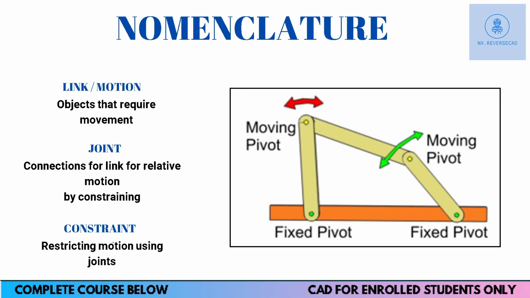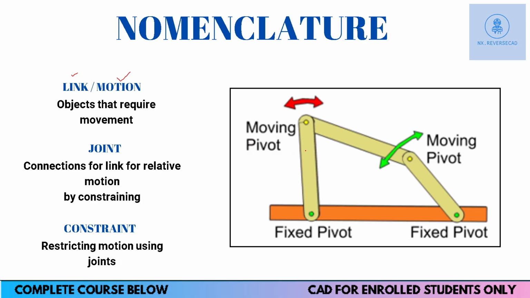Next we have some nomenclature which will be used again and again, so it would be better and important if we discuss this in the introduction of this course. So the first one is link. Link is a nomenclature used in NX versions before 12. Beyond 12, or after NX 12, this term has been replaced by this term. Everything else is completely the same. So what is link or motion? It is an object that requires motion.